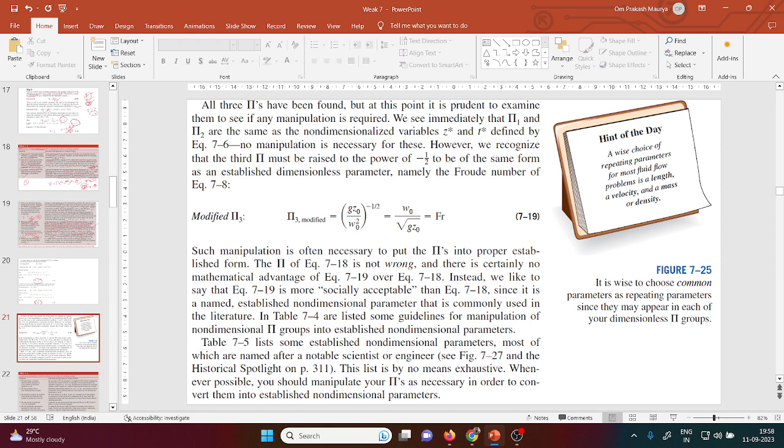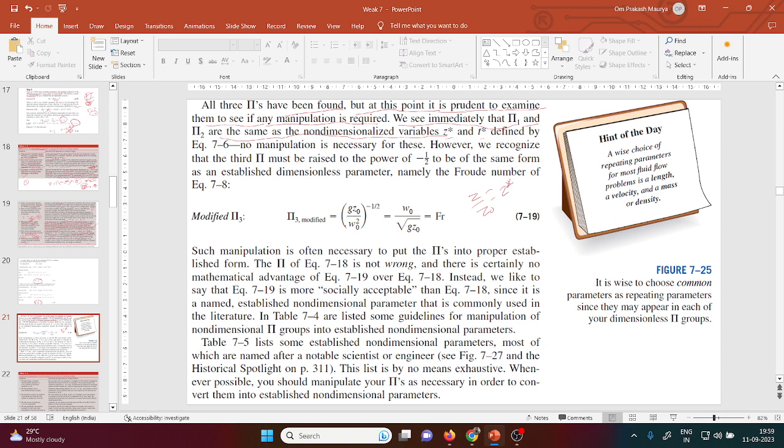All three pi's have been found, but at this point it is prudent to examine them to see if any manipulation is required. We see immediately that pi 1 and pi 2 are the same as the non-dimensionalized variables z star and t star. Z star means nothing but z by z naught, and similarly t star. Find this out from the equation. No manipulation is necessary for this.